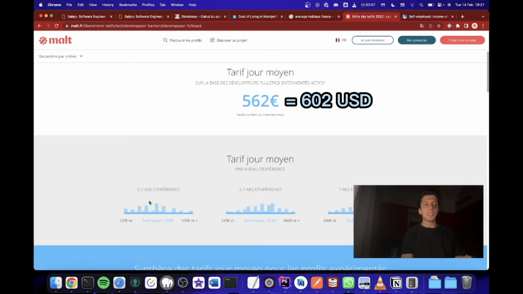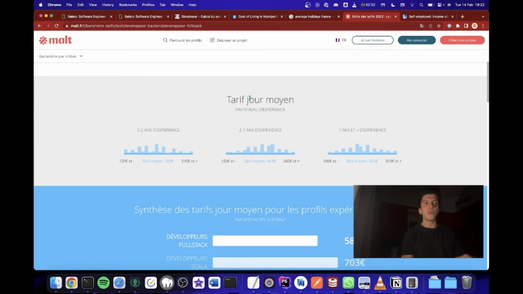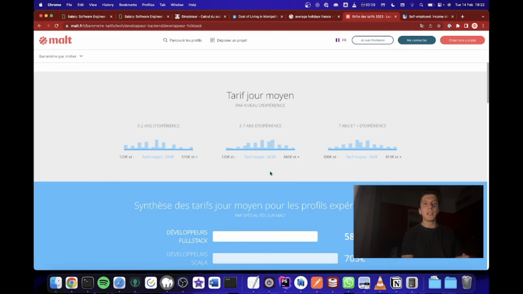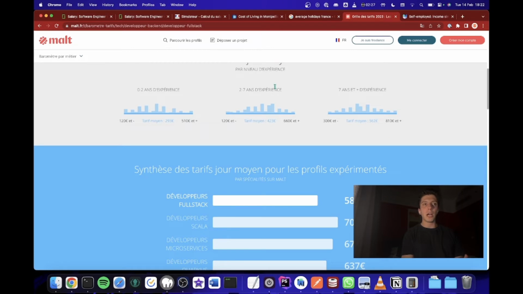If we want more detail, for really junior people, between 0 to 2 years of experience, they were making on average 300 euro per day, which can really depend on how well you negotiate. When you have more experience, between 2 to 7 years, on average you were making about 423 euro per day, and it could go up to 800 if you're really good. This is on average for Paris and other cities, and really depends on what skills you have.